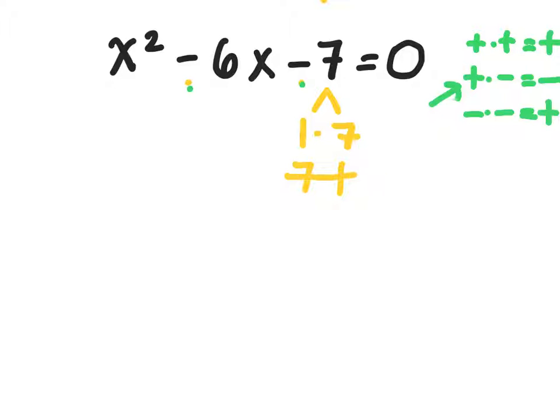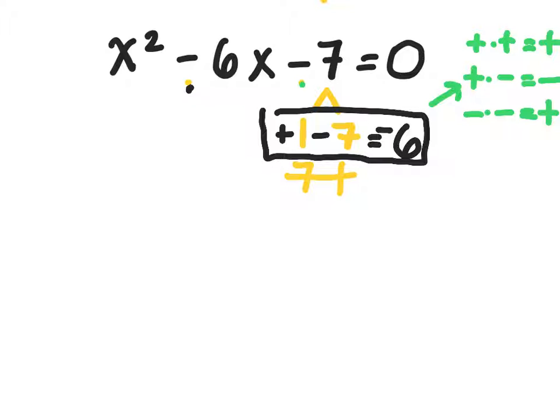So when I begin to add, let's try negative 1, positive 7. So negative 1 plus 7 will give me positive 6. But I'm looking for negative 6. So let me switch which one I made positive and negative. So let me try positive 1, negative 7, and that will give me negative 6. So this will be my set of factors.